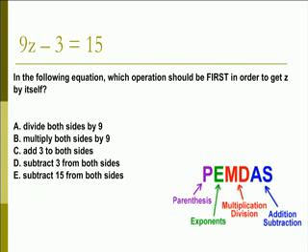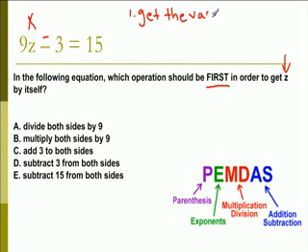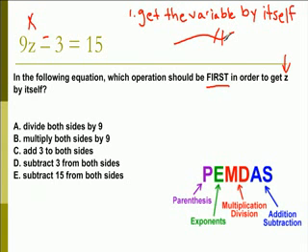Alright, so if we are looking at this equation, 9z minus 3 equals 15, you can see here we have multiplication because there's a letter and a number next to each other, and then here we have subtraction. So in the following equation, which operation should be first? Which are we going to do first in order to get z by itself? Because remember, in equations, the thing that you need to do is get the variable by itself. So that is what we're trying to do, okay?